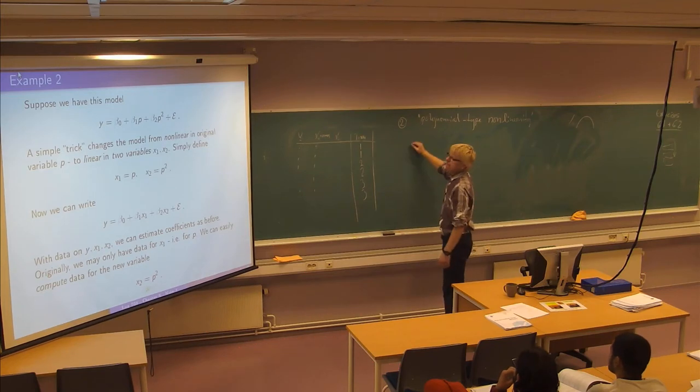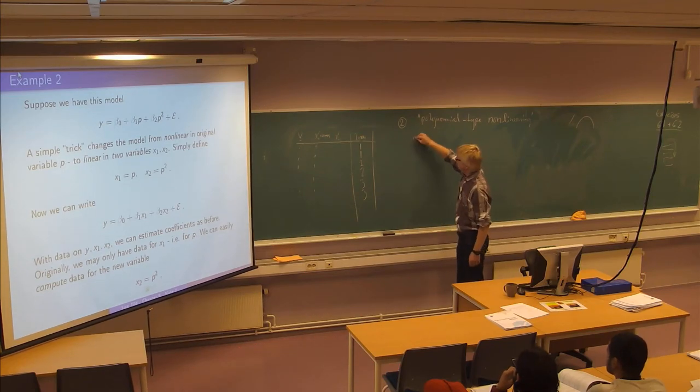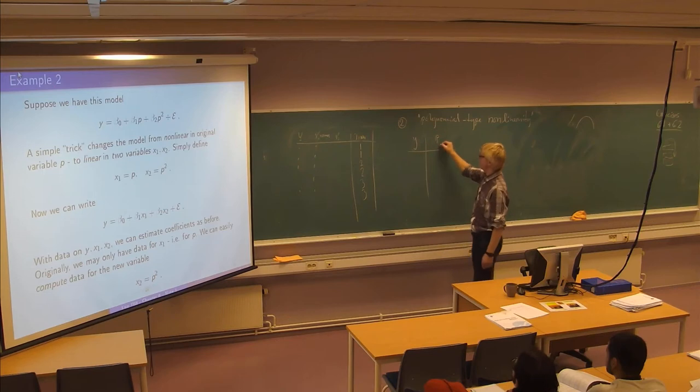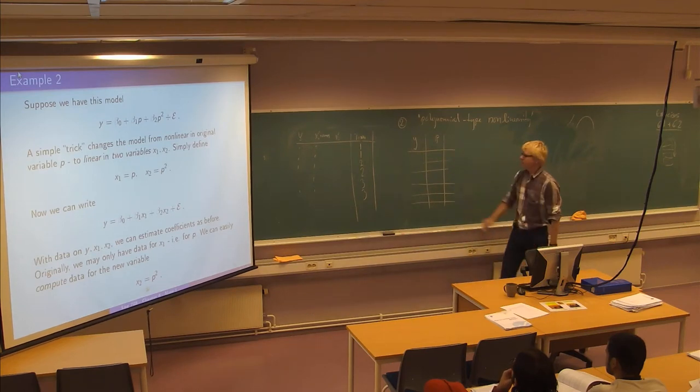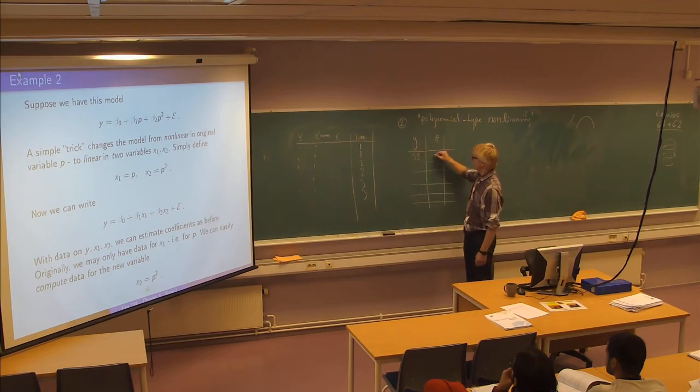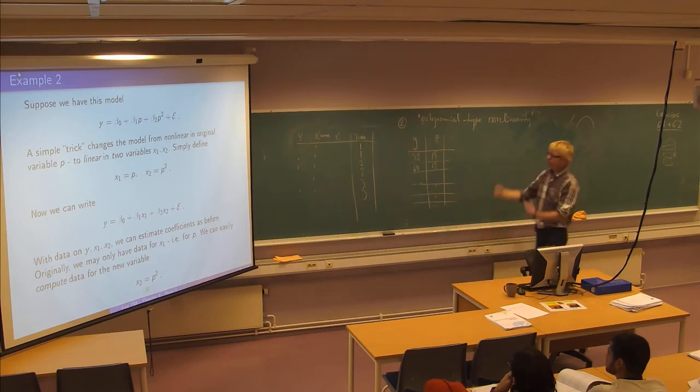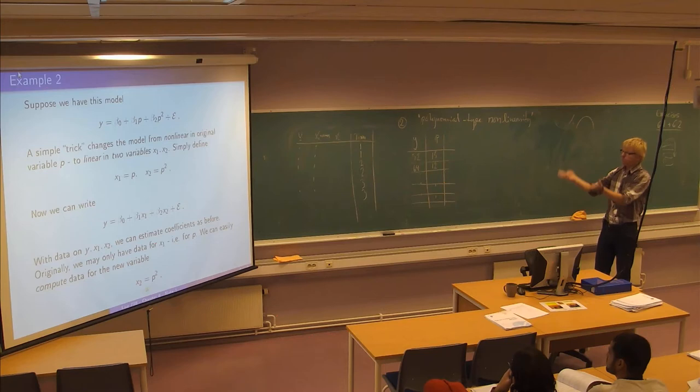We have data, typically for y, and then for the p. So it could be demand and prices, for instance. So here it says 52, and here it says 15, here it says 64, 12, and so on. So just numbers. But you cannot put those two columns or those two variables into SPSS and ask for a linear regression.